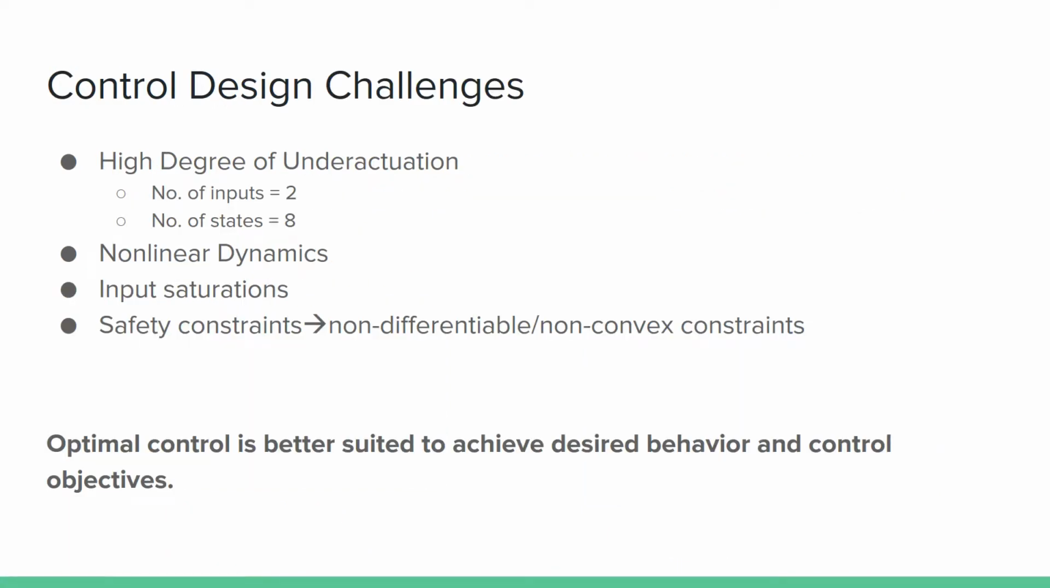So what are the control design challenges of that system? First, it is very underactuated. We have two inputs and 8 states. We'll go over it later in more detail when we derive the model. Then we also have nonlinear dynamics. We have input saturations. And we also want to include those obstacle avoidance constraints which are non-differentiable and non-convex, but we used a way to reformulate them to be differentiable.